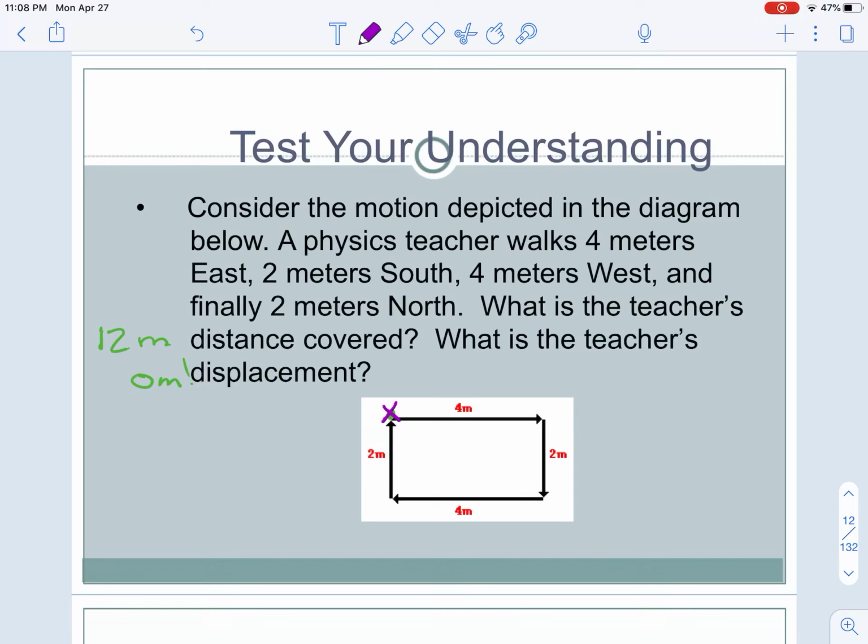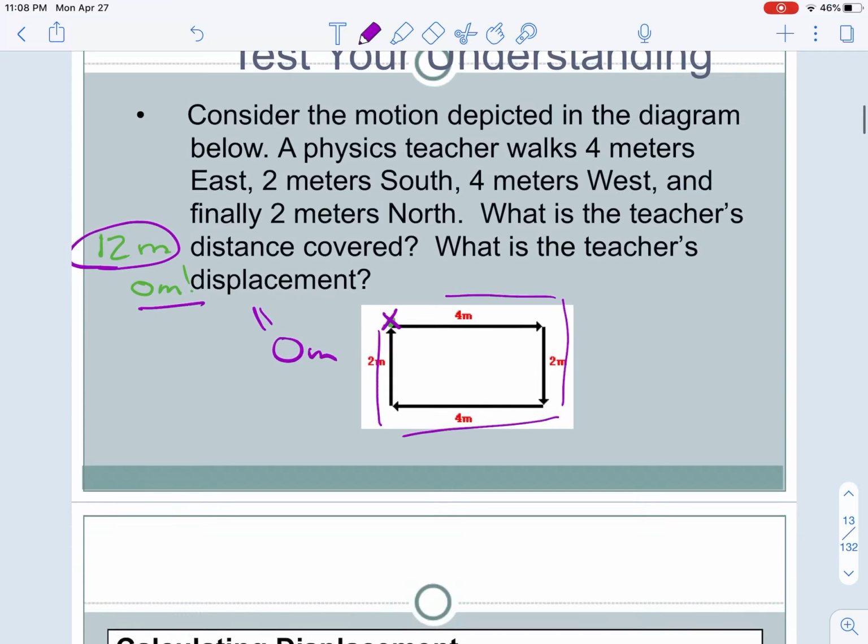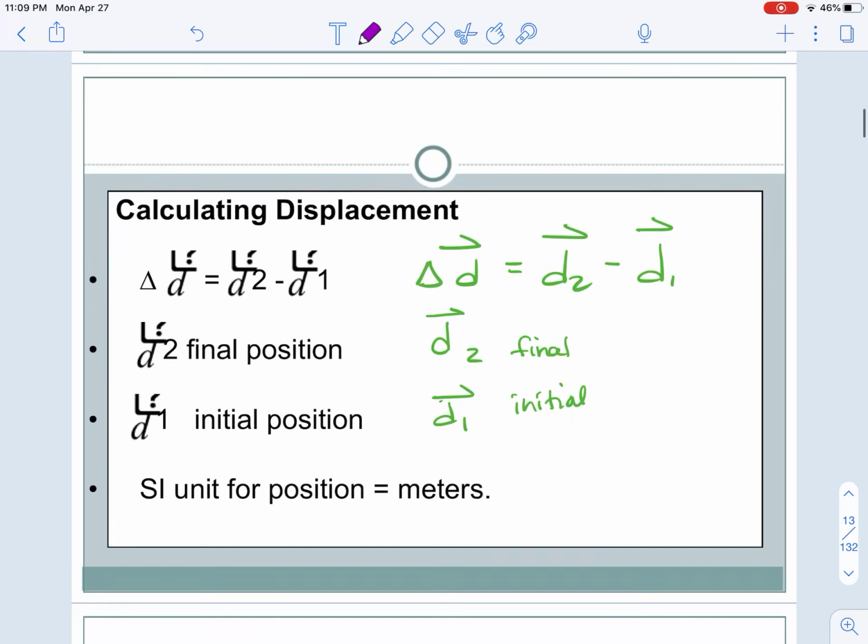So in this little question, it says if you start here and walk 4 plus 2 plus 4 plus 2 meters, you're going to end up covering a distance of 12 meters, but the actual displacement would be 0 because you started off the same spot you ended. So displacement would equal 0 meters. I'm hoping you can understand the difference between distance and displacement.